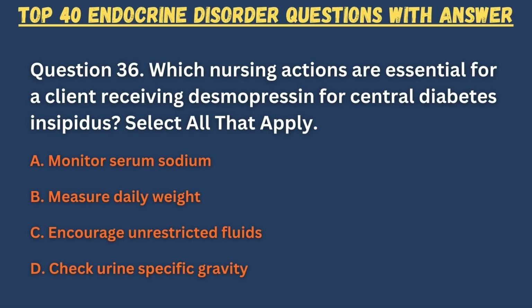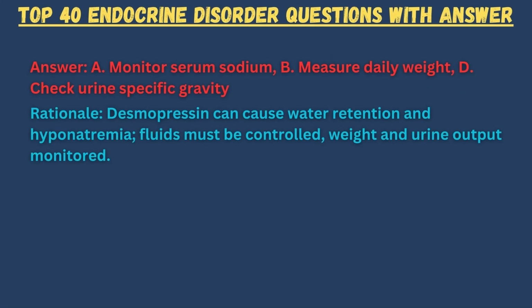Question 36. Which nursing actions are essential for a client receiving desmopressin for central diabetes insipidus? Select all that apply. A. Monitor serum sodium. B. Measure daily weight. C. Encourage unrestricted fluids. D. Check urine specific gravity. Answer. A. Monitor serum sodium. B. Measure daily weight. D. Check urine specific gravity. Rationale. Desmopressin can cause water retention and hyponatremia. Fluids must be controlled. Weight and urine output monitored.